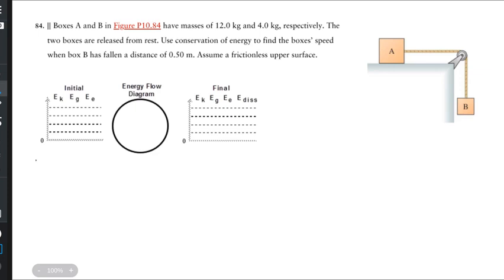Okay, so what I'd like you to do is start by reading this, and then I want you to identify what types of energy box A and box B would have initially and finally. So pause the video and do that now.